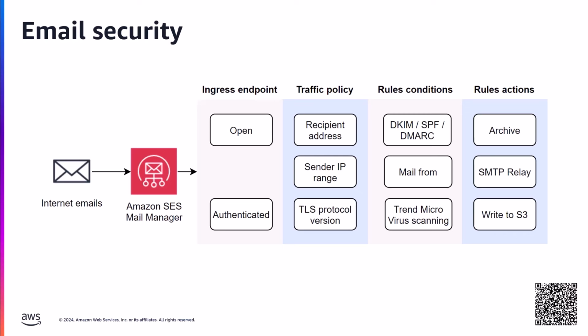An ingress endpoint, irrespective of its type, needs to be associated with what we call a traffic policy. Within the traffic policy, you determine which emails you want to allow or block. For example, in our case, we might want to block emails that have a TLS version lower than 1.2 and originate from an IP range of a country where we don't have suppliers in.